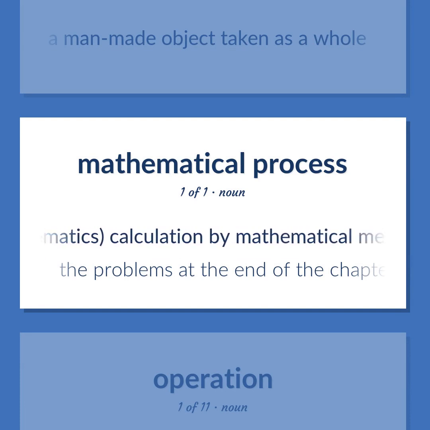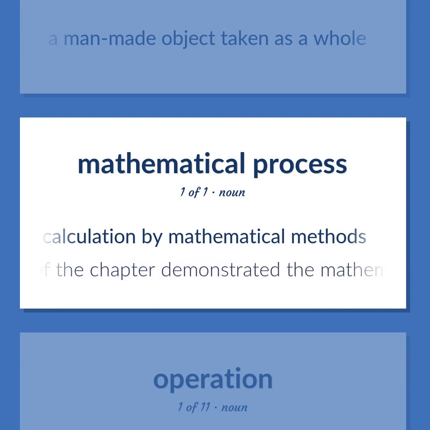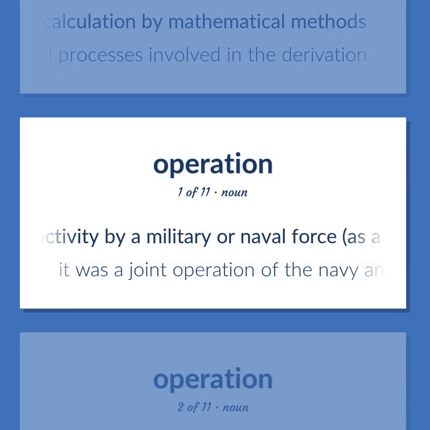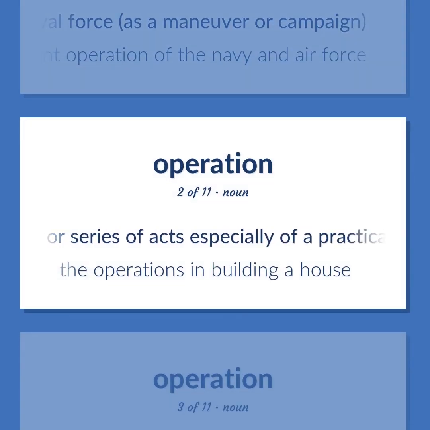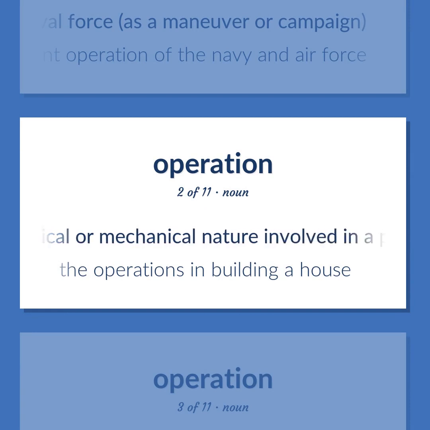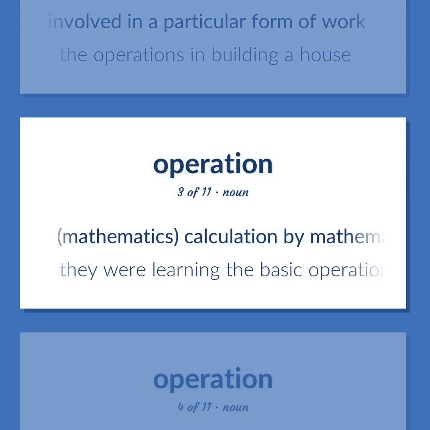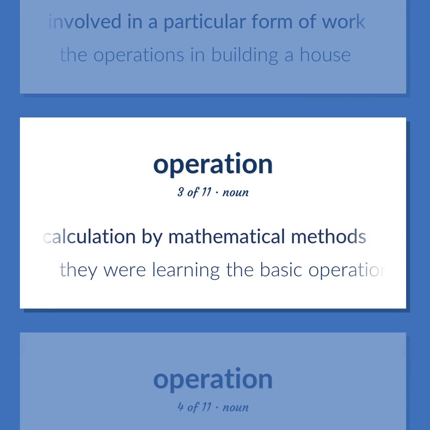Mathematics, calculation by mathematical methods. The problems at the end of the chapter demonstrated the mathematical processes involved in the derivation. Activity by a military or naval force, as a maneuver or campaign. It was a joint operation of the Navy and Air Force. A process or series of acts especially of a practical or mechanical nature involved in a particular form of work. The operations in building a house. Mathematics, calculation by mathematical methods. They were learning the basic operations of arithmetic.